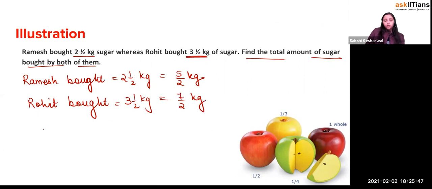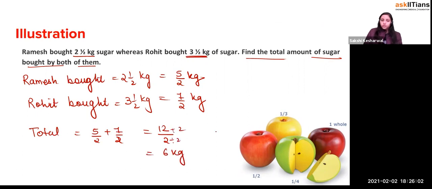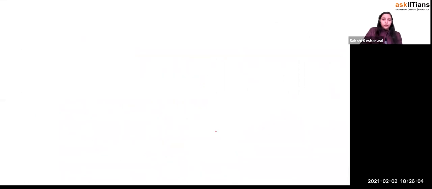So what you have to do, bought together, total will be how much? You have to just add it. So 5 by 2 plus 7 by 2 is equals to what? Can I write as 12 by 2, which is equals to what? 6 kg, right or not? Divide by 2, it is equals to 6 kg. That's your answer. Okay, now I'll be giving you some questions of simplification.